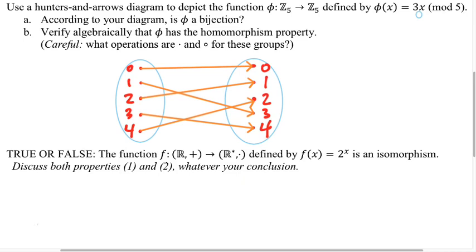So here's our function phi. This is the tripling function, if you like. It just multiplies everything by 3. And all the arithmetic happens mod 5. Okay, so it's definitely a bijection, according to this diagram.